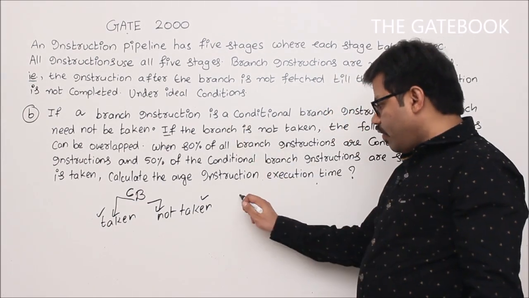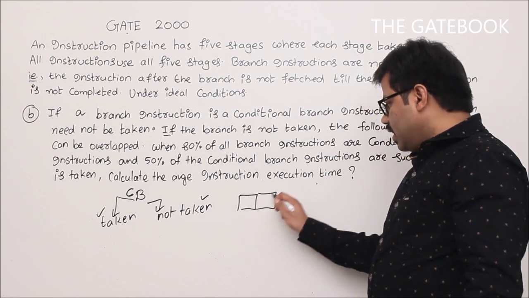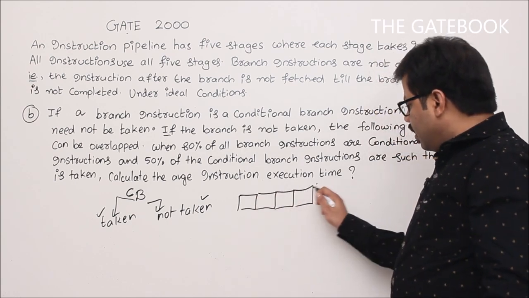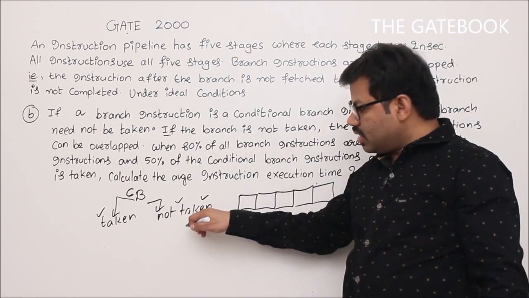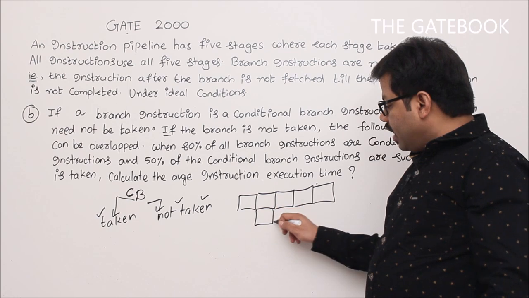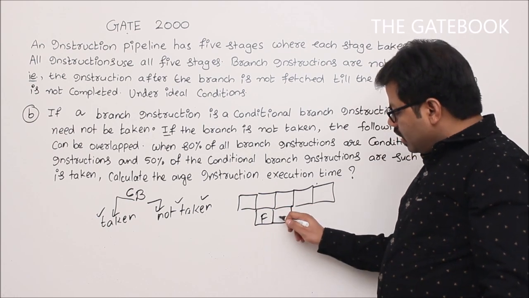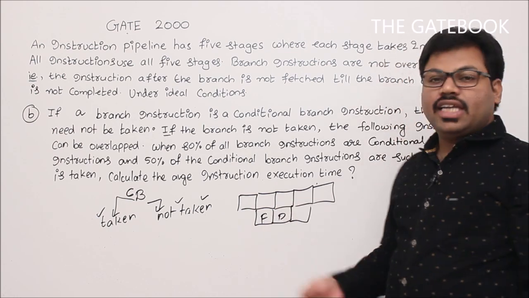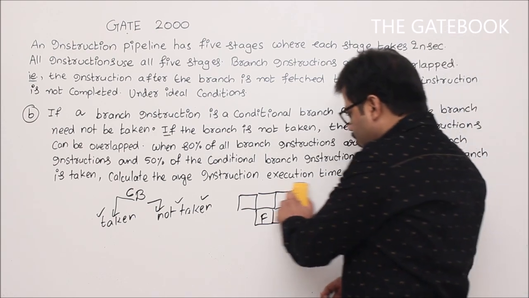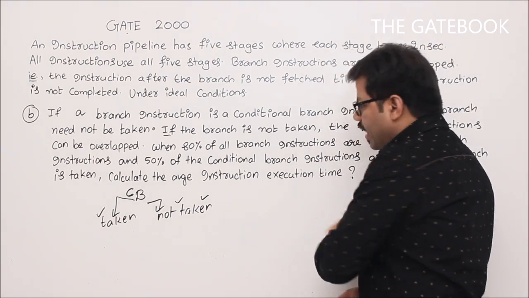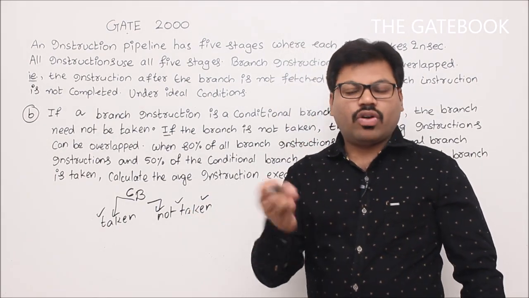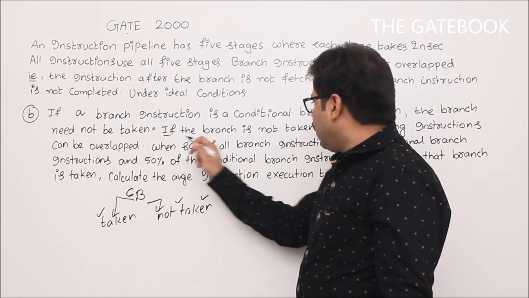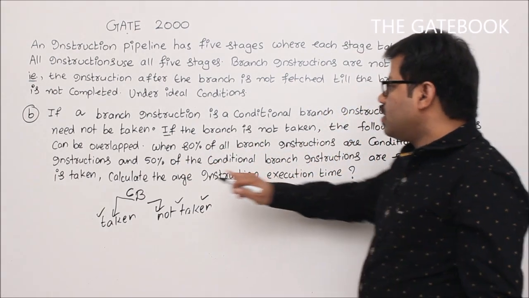What he is saying in the question is, if the instruction is a branch instruction and the condition is not taken, that means the branch is not taken, then if you have already started fetching the next instruction by that time, overlapping is possible, right? So he is finally saying that if the branch is not taken, simply overlapping is possible. Now let us continue reading. The following instructions can be overlapped.